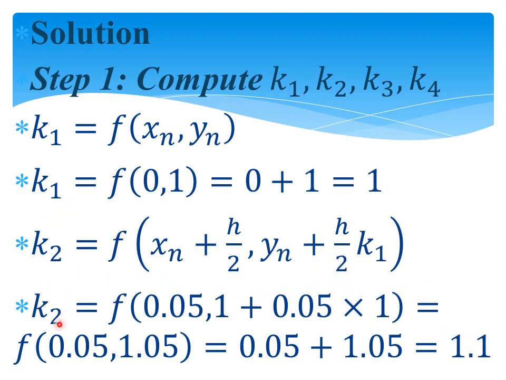You can see here k2 equals f of x naught, where x naught is 0 plus h. The value of h is 0.1 divided by 2. According to this formula, 0.1 divided by 2 gives 0.05, and x naught is 0. When we simplify, the final answer we get is 0.05.